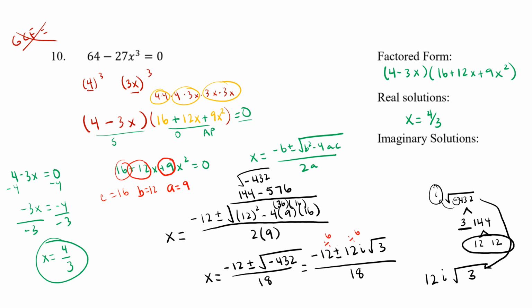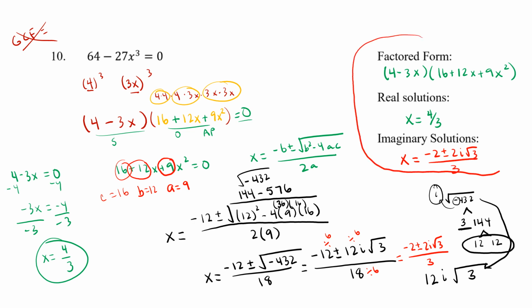So we have to go one step further, divide them all by 6, and that will leave us with what? Negative 2 plus or minus 2i root 3 all over 3. That is our imaginary solution. Negative 2 plus or minus 2i root 3 all over 3, which finishes off the problem there.